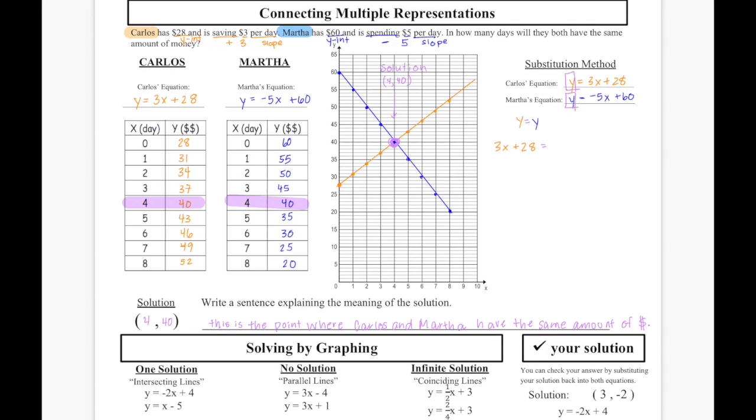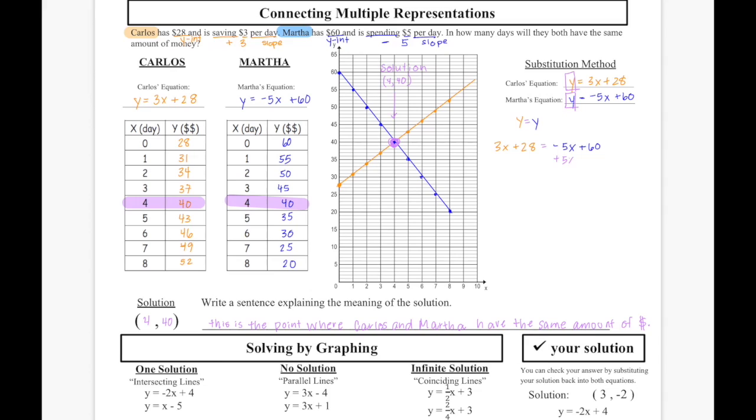If y equals 5, then 3x plus 28 also has to equal 5. And I'm going to do the same for Martha's equation. Instead of y, I'm going to replace that with negative 5x plus 60, which is equal to y. So these two equations were being set equal to each other. So now I have a new equation. 3x plus 28 equals negative 5x plus 60. And in this equation, I only have one type of variable, which is x, rather than y and x.